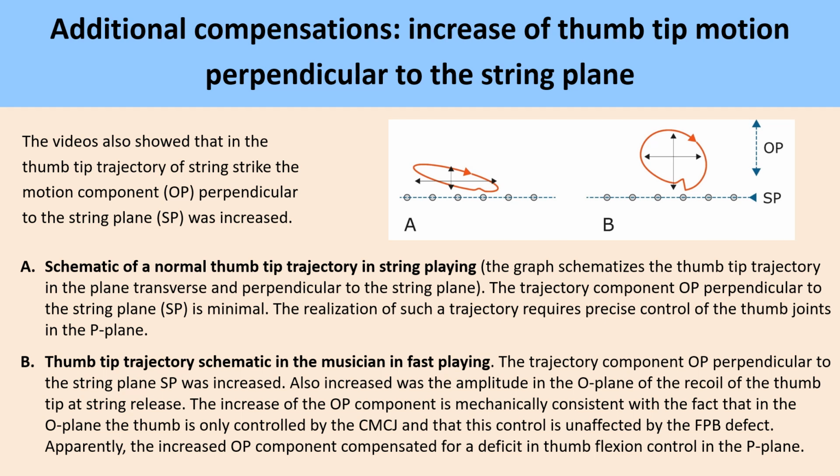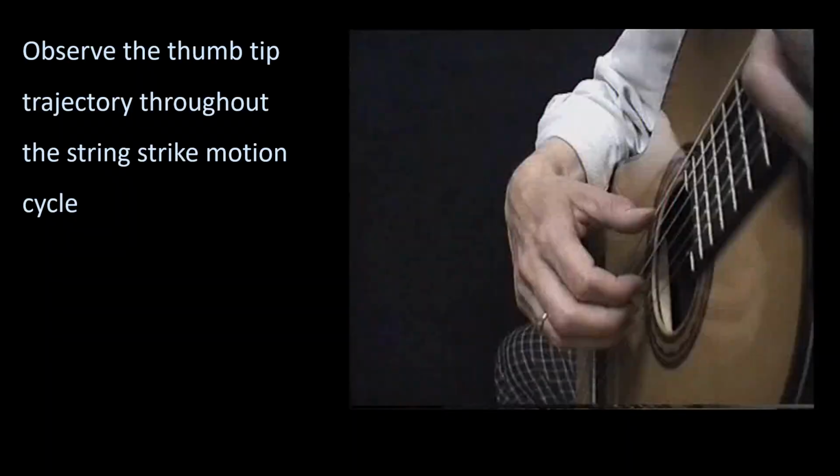The increase of the OP component is mechanically consistent with the fact that in the O plane the thumb is only controlled by the CMC joint and that this control is unaffected by the flexor pollicis brevis defect. Apparently, the increased OP component compensated for a deficit in thumb flexion control in the P plane. This video shows the increased OP component in the thumb tip trajectory. This OP component increase is variable and erratic between string strikes.